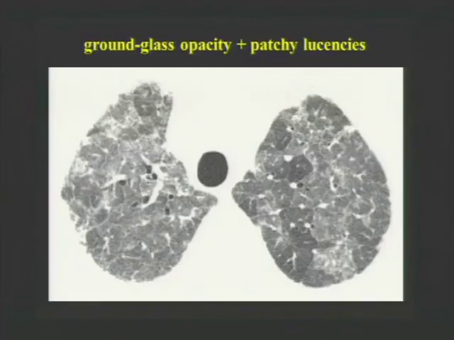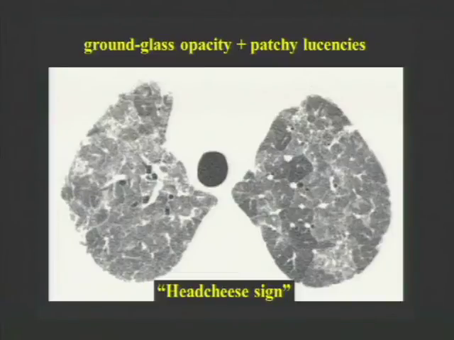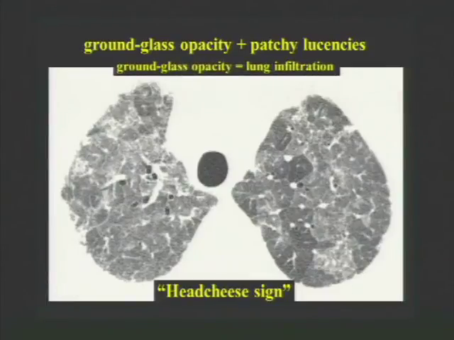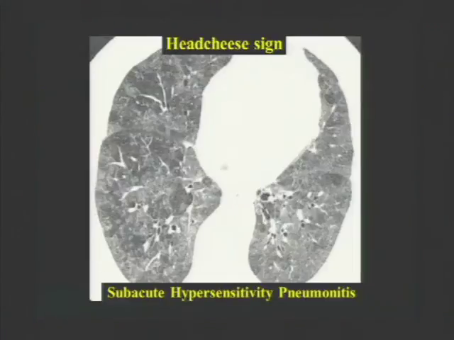Now, in hypersensitivity pneumonitis, we often see this combination of patchy areas of ground glass opacity and patchy areas of Mosaic perfusion. And this combination together represents the Headcheese sign, and it's very typical of hypersensitivity pneumonitis because hypersensitivity pneumonitis results in both lung infiltration, resulting in the ground glass, and airway obstruction, resulting in the Mosaic perfusion. So that combination is the so-called Headcheese sign. Ground glass opacity equals lung infiltration. Lucencies or Mosaic perfusion equal the bronchiolitis and air trapping that occurs.